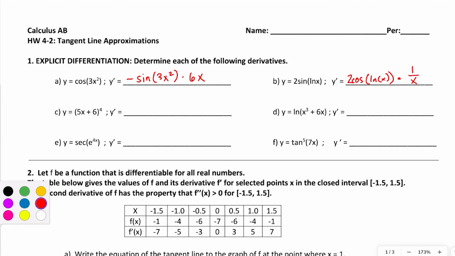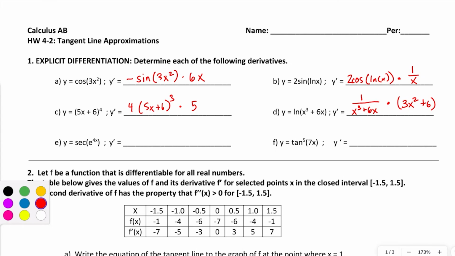C, we're going to start with the power rule. 4 times 5x plus 6 to the third power times the derivative of the inside, which is just 5. For D, we've got the natural log of something. So the derivative is going to be 1 over that something times the derivative of that something, which would be 3x squared plus 6.